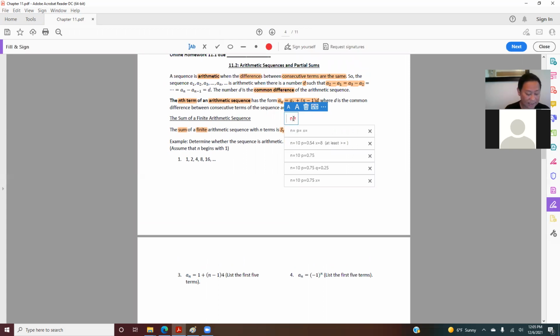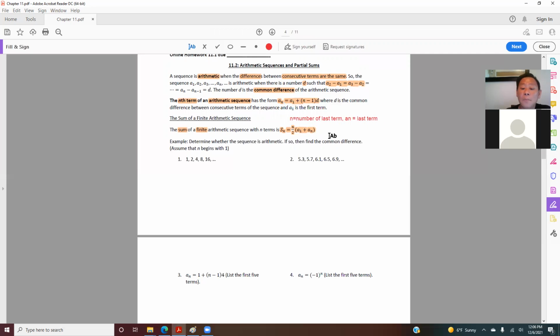So n in this case is the term. What is the last term? The number of the last term. And an in this case is your last term. Okay. Now, if a question provides you the last term, then you will use this formula. But if a question does not provide you the last term, then you just substitute an with this formula.